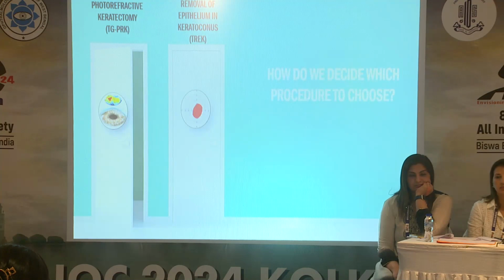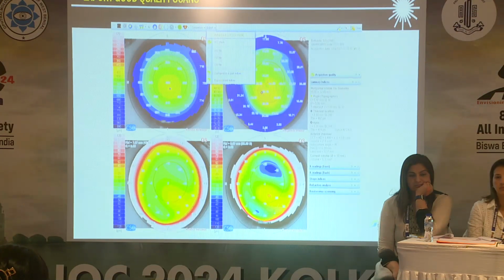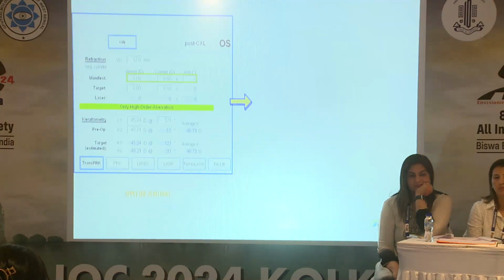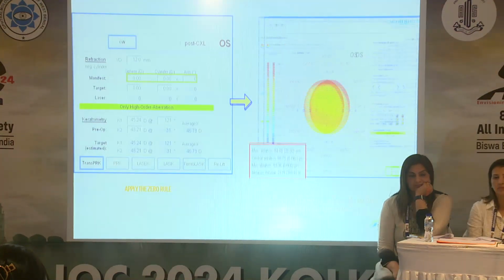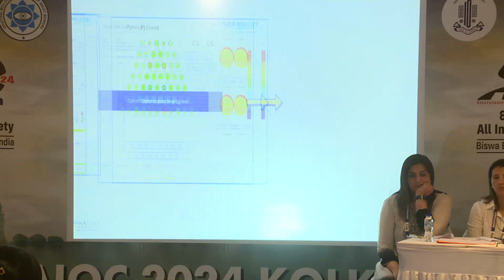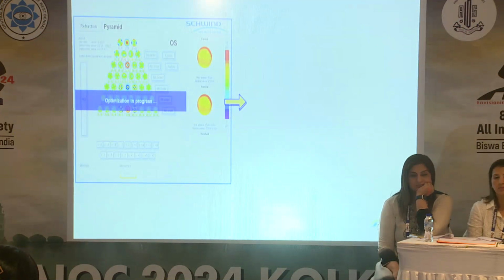So how did we decide whether they will undergo a routine laser-based cross-linking or TREC? We took good scans from the Phoenix software, and we exported them to the Schwind software, where we used the ORC-CAM mode. So in this mode, we first applied the zero rule, and then we saw the ablation depth while treating only the higher aberration. That is, we did not treat any refraction. After this, we click the manager tab, which gives us the higher order aberrations.